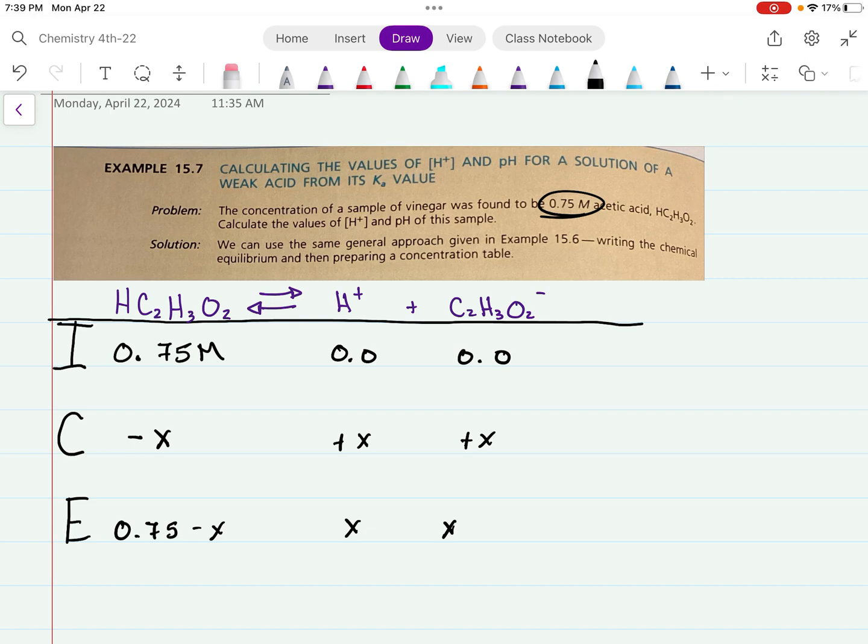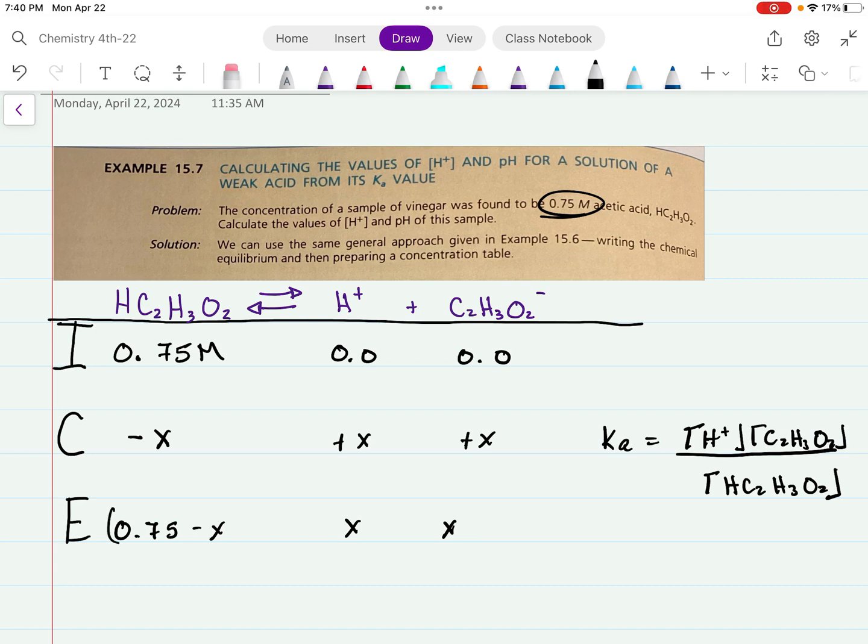All right. We already know that the Ka for this solution is going to be H plus times the acetate ion, over HA, which is the concentration of the acid. Okay, so here we have our Ka.